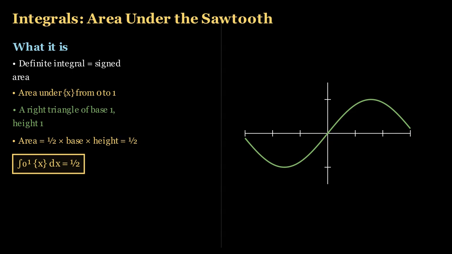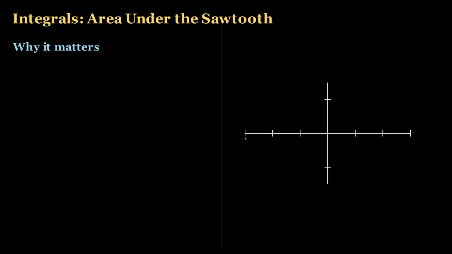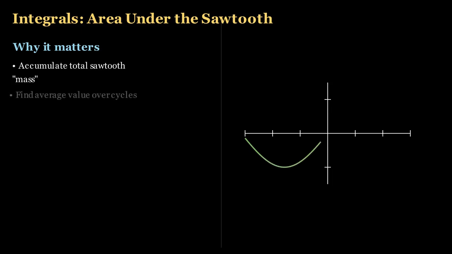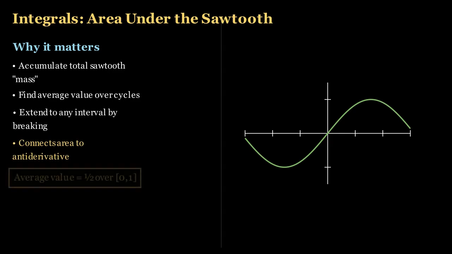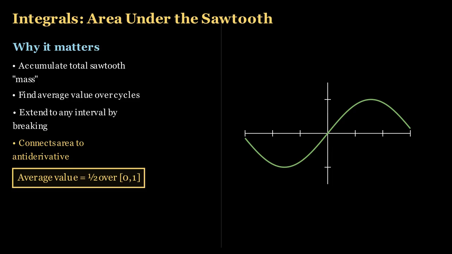Why do we care about the area under a sawtooth? Imagine the graph represents a repeating ramp, like the height of a factory machine's cutter as it cycles. If you want the total material removed over many cycles, you need to add up the area under the curve. The integral gives you exactly that accumulated total. It also lets you find the average height over time, which is just the total area divided by the length. And once you can integrate over one period, you can handle any interval by chopping it at the integer breakpoints. This is the bridge between the graph shape and a new function, the antiderivative, that tracks the running total area.